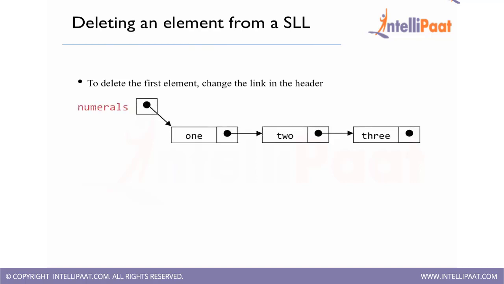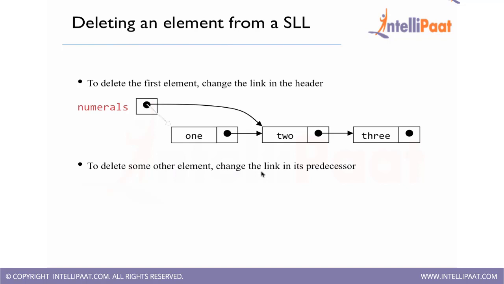So this is the linked list, and we remove the link. This variable does not point to this, but it points to this. So now our linked list will be like this. We will not be using this and we can free this memory.